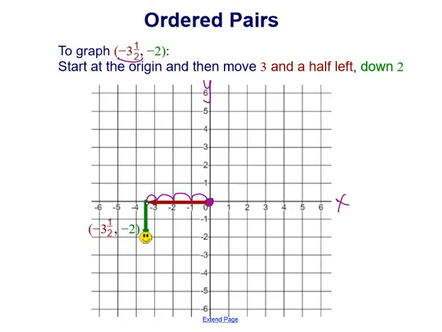And then from that place on the x-axis, we're going to go down 2 because the second number is a -2. So from there, we're going down 2. Then the smiley face, that's where that ordered pair would be. That's the ordered pair on the graph, -3 1/2, -2.